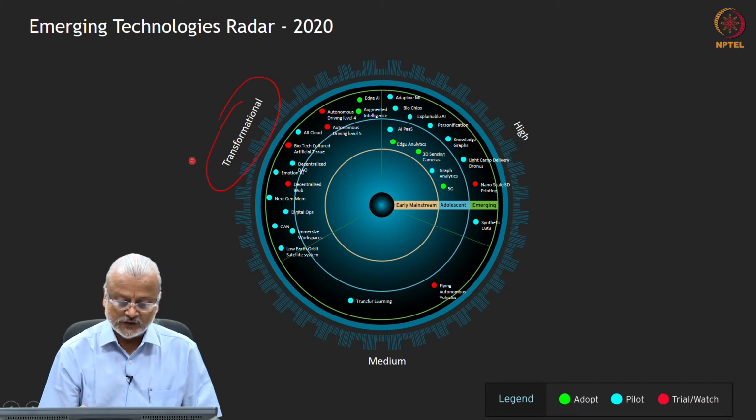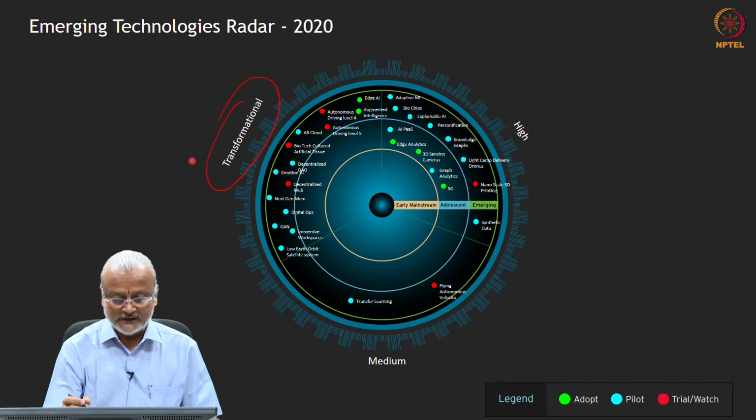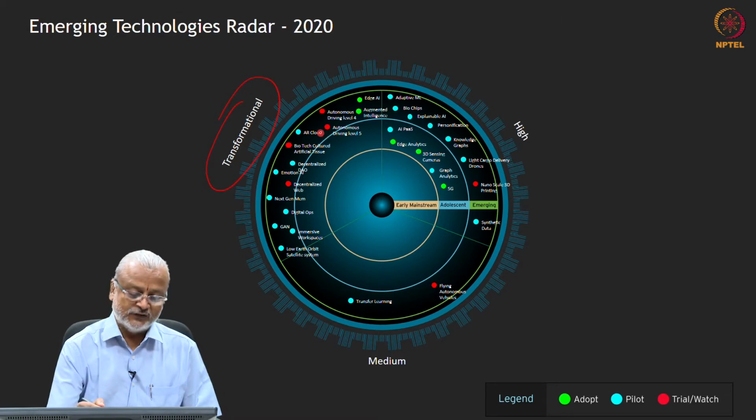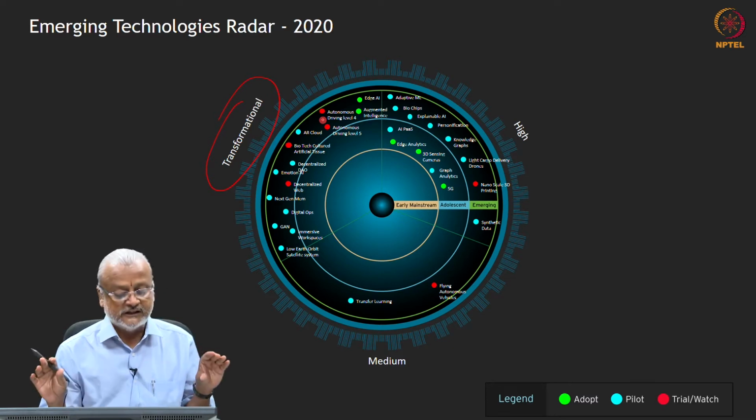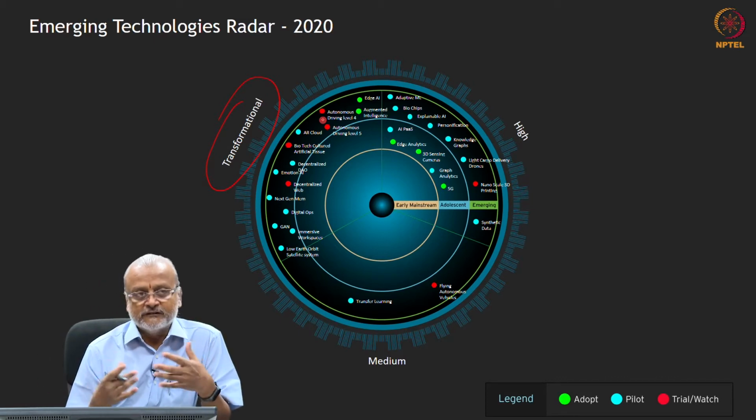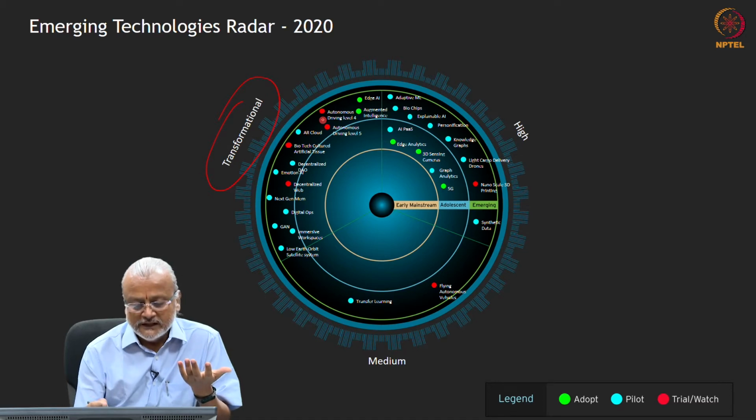So in the transformational one, what are the ones that are important, right? Edge AI that we see, augmented intelligence, autonomous driving levels 4 and 5, biotech and cultured tissue, AR in cloud. AR stands for augmented reality, right? So all of them are becoming important in terms of adopting at the horizontal level, because irrespective of whether you are in manufacturing or insurance or financial or wherever it is, these are the technologies that are going to have a deeper impact.